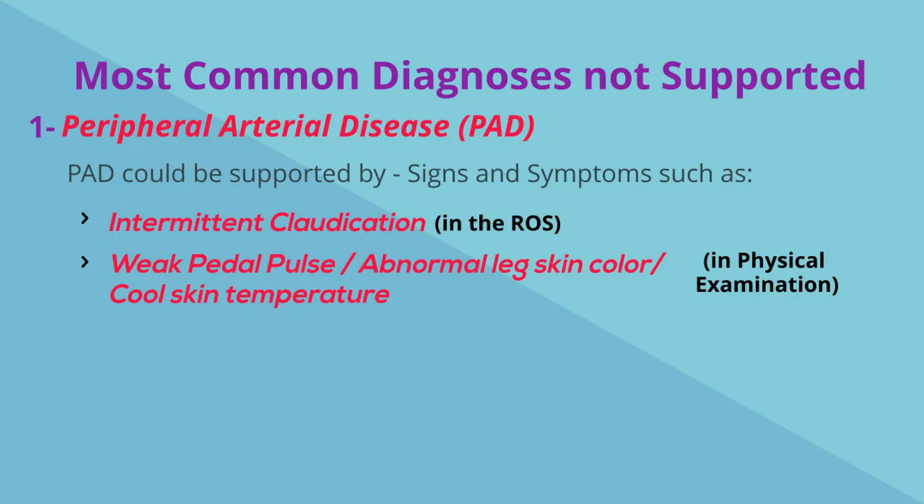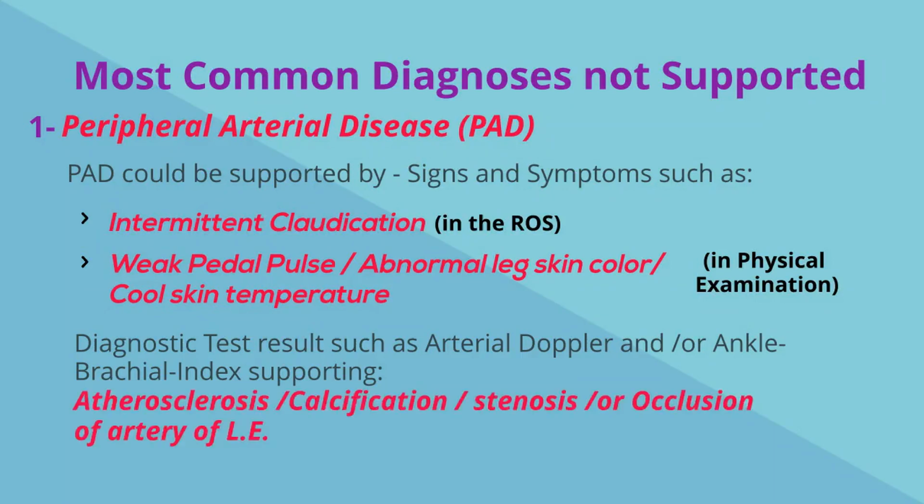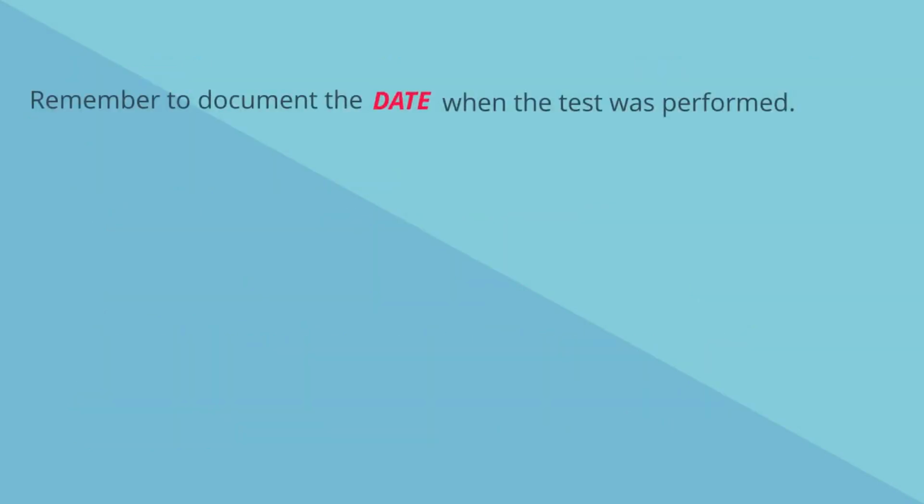physical examination. If the patient has no symptoms, document the result from arterial Doppler and/or ABI and its clinical significance to report arterial disorder such as atherosclerosis, calcification, stenosis, or occlusion of artery of the lower extremity. Document in the notes the result and also the date when the test was performed.